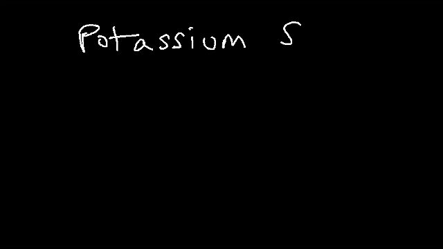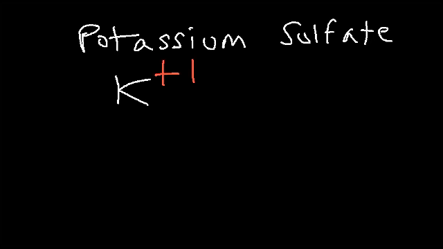So now let's go over some examples. How can we write the formula for potassium sulfate? So potassium is an alkali metal that has a +1 charge. Sulfate is a polyatomic ion that's SO4 2-. You simply need to know that. Unless your teacher is going to give you a polyatomic ion sheet, you need to have this memorized.